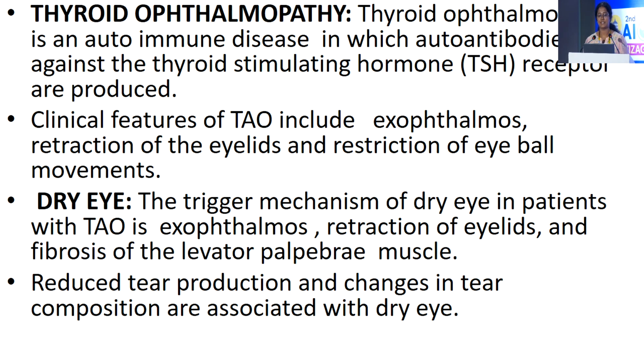Thyroid ophthalmopathy. Thyroid ophthalmopathy is an autoimmune disease in which autoantibodies against the thyroid stimulating hormone receptor are produced. Clinical features of TAO include exophthalmos, retraction of the eyelids, and restriction of the eyeball movements. Dry eye. The trigger mechanism of dry eye in patients with TAO is exophthalmos, retraction of eyelids, and the fibrosis of the levator palpebrae muscle. Reduced tear production and changes in tear composition are associated with the dry eye.